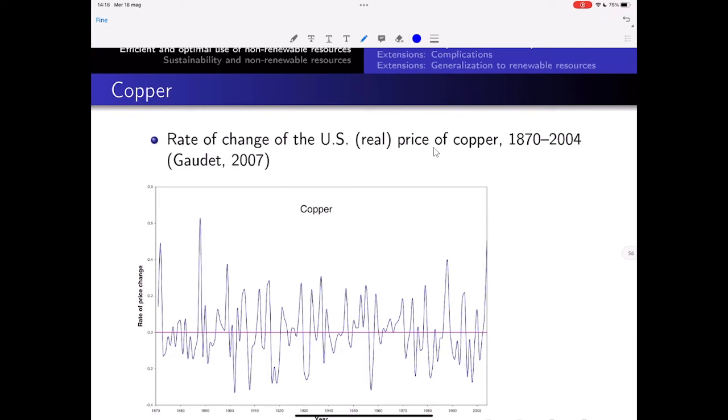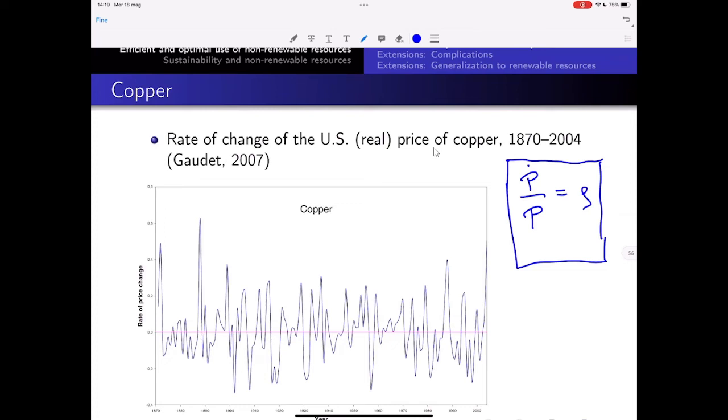But the other, even more important implication is that the model gives you a prediction about the price behavior. The following prediction about prices is that the price should grow exponentially. Because remember, P is the shadow price of my non-renewable resource.